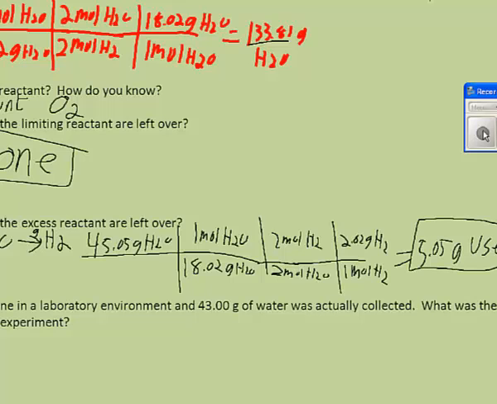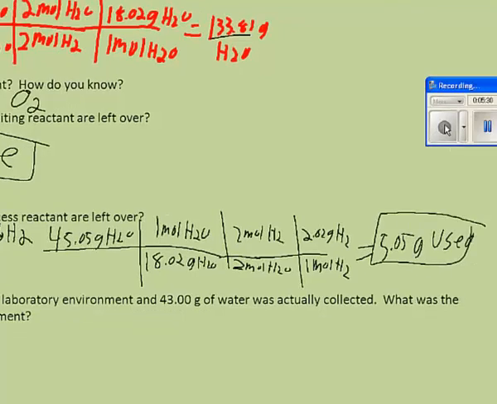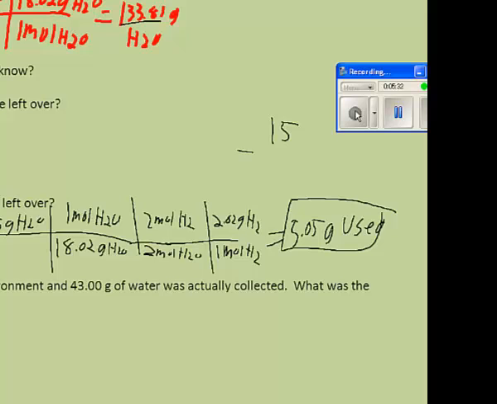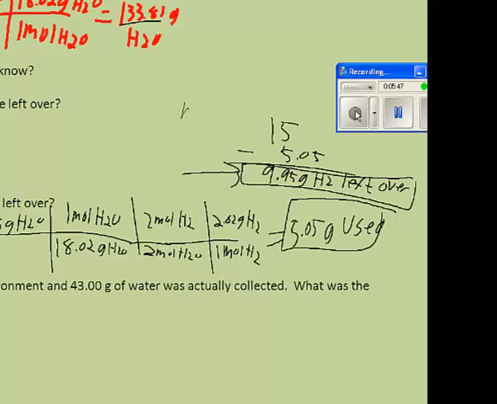Now you're not done yet, because it says, way back up here in the top left, that you started with 15 grams. So you had 15 grams, you used 5.05 grams, and that's going to give you 9.95 grams of H2 left over. So that is your final answer right here. Remember, this was had minus used equals left over.